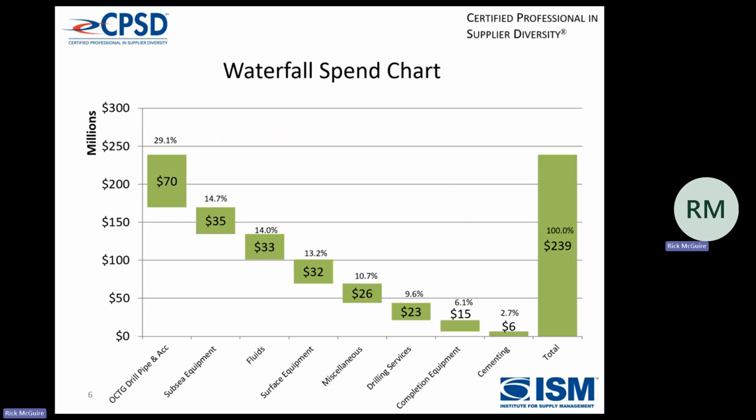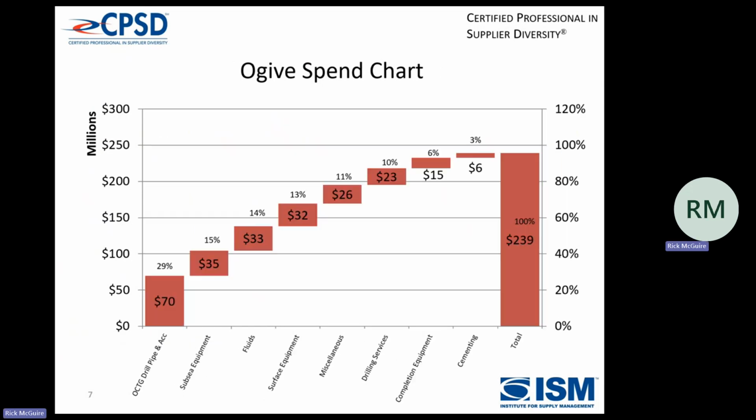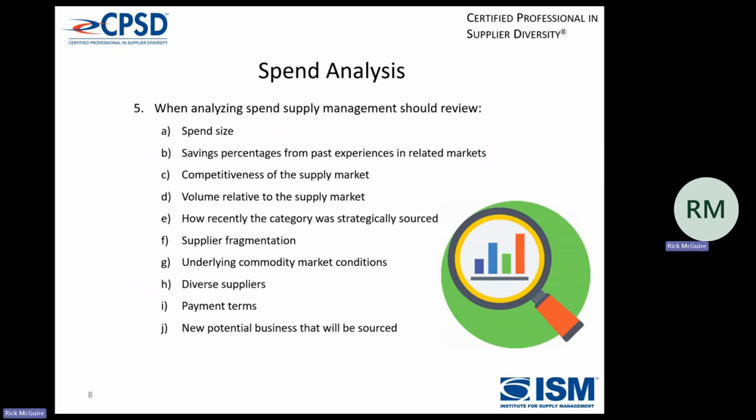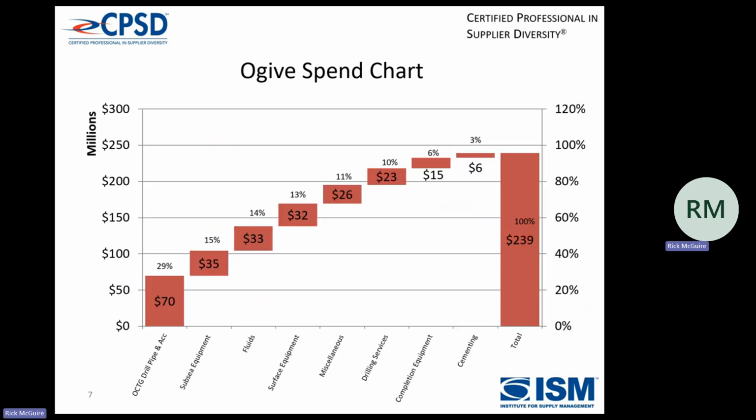This is a waterfall chart for the same thing, drilling services again. This is an ogive chart for the same thing, drilling services. Then you can combine the waterfall with the ogive and just make the ogive a line above it, often used in a Pareto analysis.